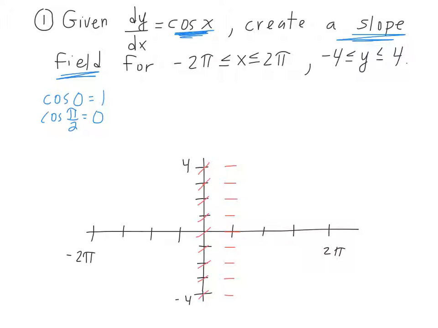Okay, so do the next one, the cosine of pi. Cosine of pi is negative 1. So it doesn't matter what the y value is, as long as the x value here is pi, we know that the slope is going to be negative 1. So we're going to again draw this at a 45-degree angle, because that's what a slope of negative 1 would be. Next would be 3 pi over 2. So the cosine of 270. Well, that's 0 again. So draw that in.